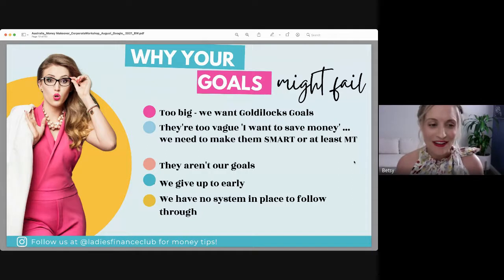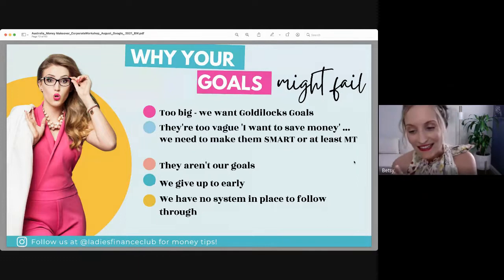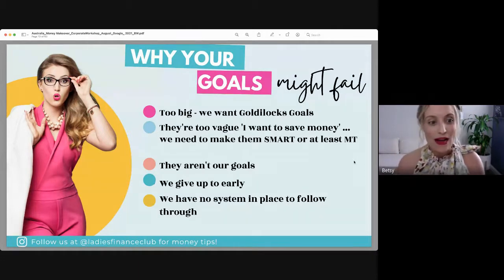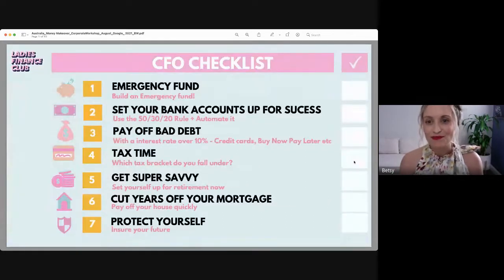Giving up too early, you miss 100% of the shots you don't take. And also having no system in place to ensure that you're successful with your goals, because there's the goal, there's working out what to do, but then there's the actual executing. Are you setting yourself up for success? Or are you making it really hard for yourself because you don't have any systems in place in order to achieve it?